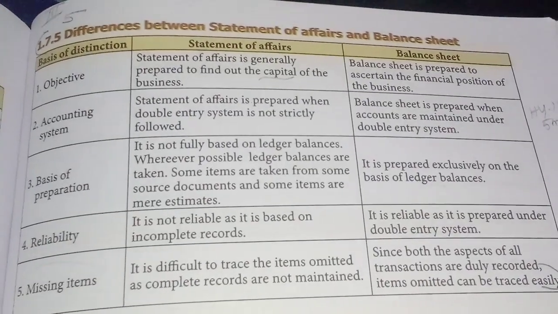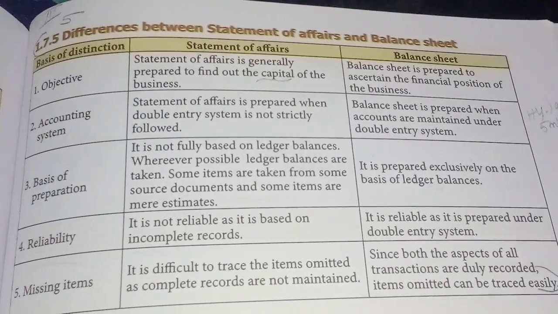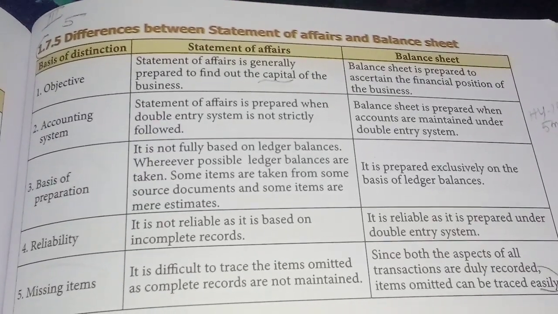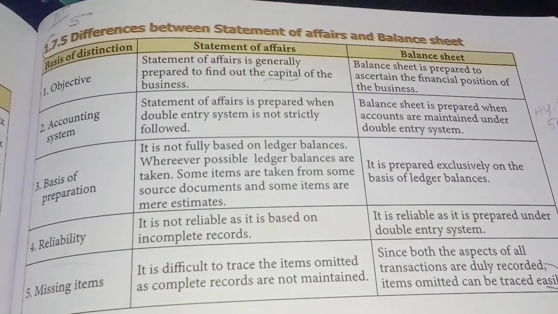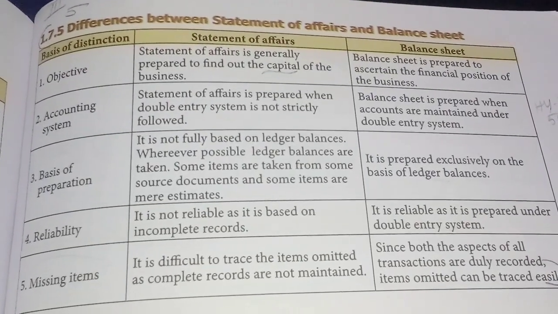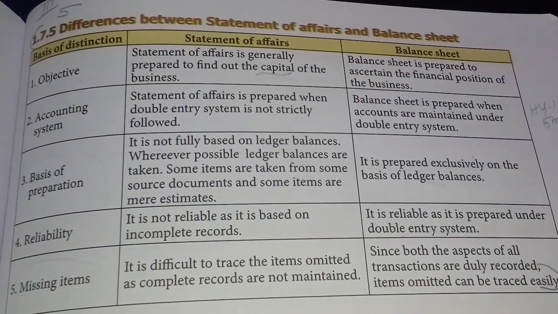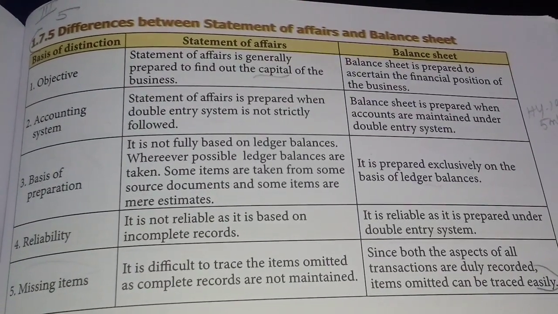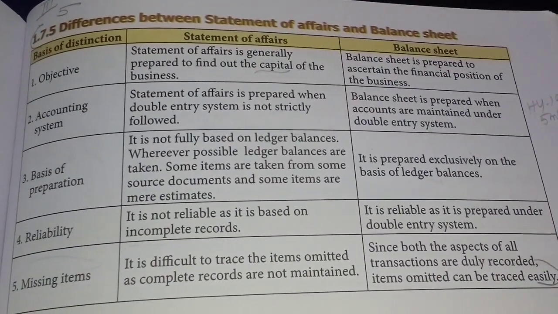Before going to the problem, let us learn the differences between statement of affairs and balance sheet. First one, the objective. What is the aim of preparing these two statements? The statement of affairs is generally prepared to find out the capital of the business. But why do we prepare the balance sheet? The balance sheet is prepared to ascertain the financial position of the business.